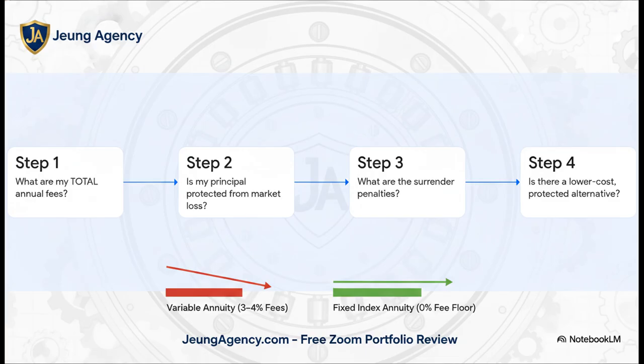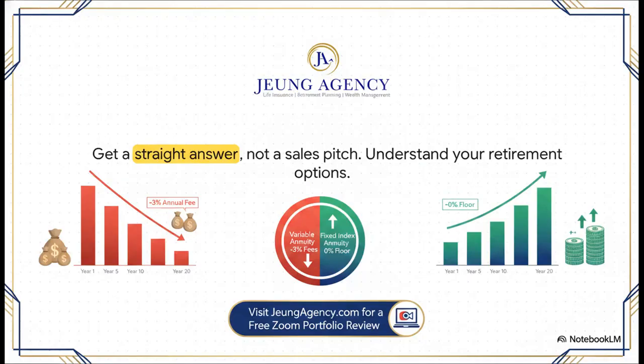1. What are my total annual fees? Don't let them just give you one number. 2. Is my principal protected from market loss? It's a simple yes or no. 3. What are the surrender penalties? And 4. Is there a lower cost protected alternative you can show me? Look, if you have an annuity right now and you aren't getting straight, simple answers to those questions, that's probably a sign that it's time for a second opinion from a specialist.